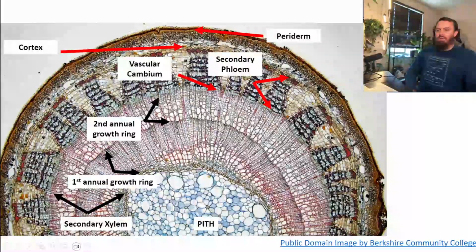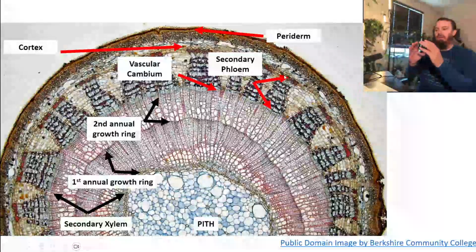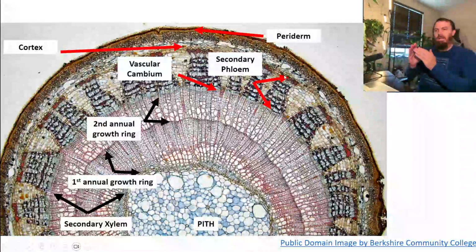Notice just inside the vascular cambium is the xylem. So xylem sitting in here, right? All of this is xylem. And then just exterior to the vascular cambium is the phloem. So this being the phloem in here. So the vascular cambium divides the phloem from the xylem.